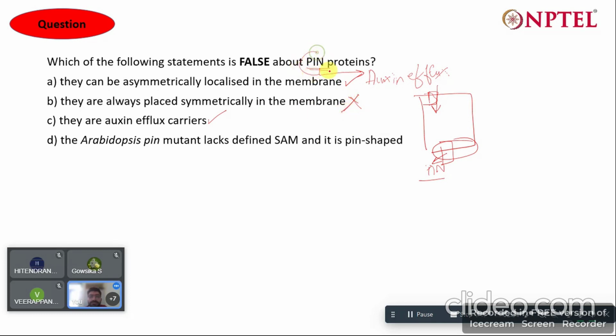Now, how did the pin name come about? When the scientists were developing mutants using this protein, they saw that the SAM region of the pin mutants in Arabidopsis is not clear and not well defined, and it's pin shaped. That's why the name of the protein came to be pin. So the correct answer is option B, because it's not symmetrically located.